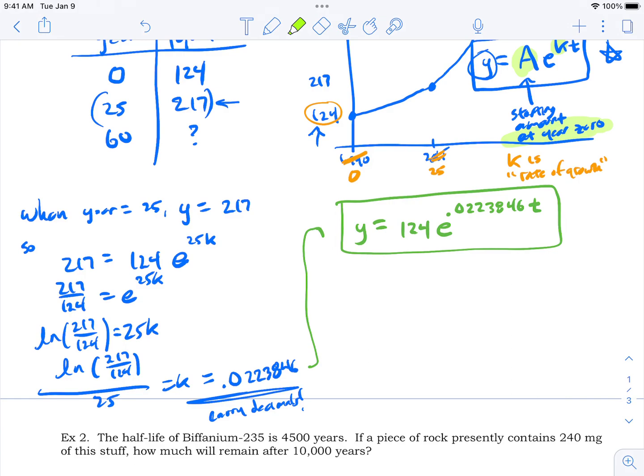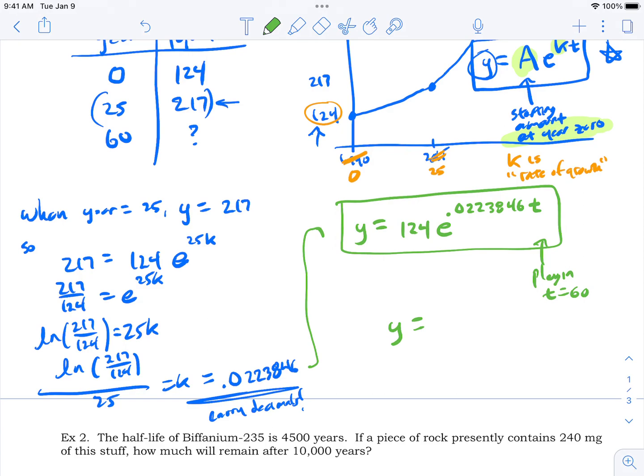Now we can answer questions like, what if I plug in T equals 60? What do I get? So this is a button pushing exercise. It's worth getting out your calculator. Make sure you get the same thing as me. So I'm going to go like this.